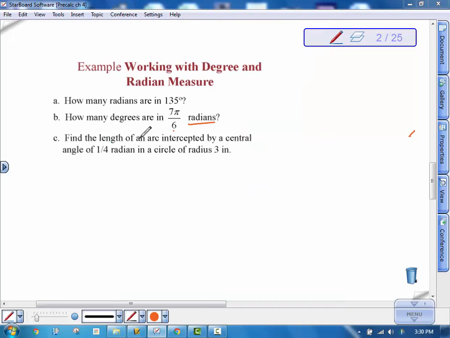So the next problem then, we want to find the length of an arc. So we're using S equals r theta. The angle is 1/4 of a radian, so that goes in for theta. And the radius is 3 inches, so that gives us an arc length of 3/4 of an inch.